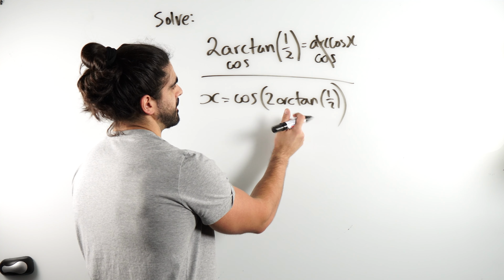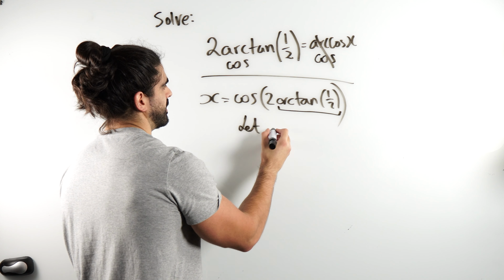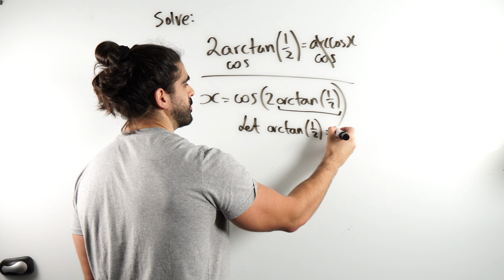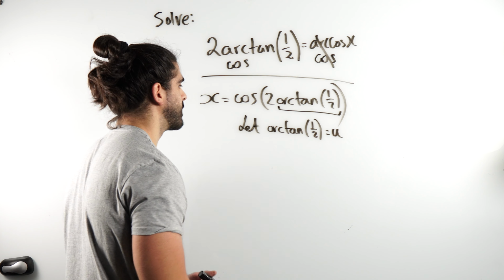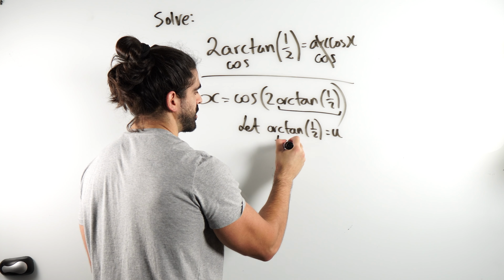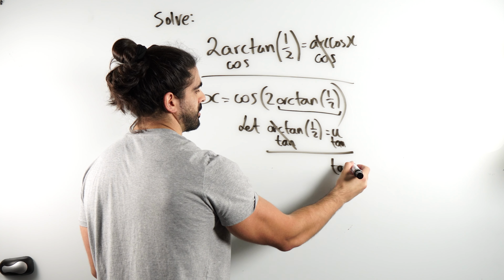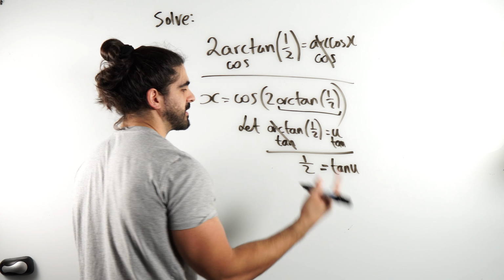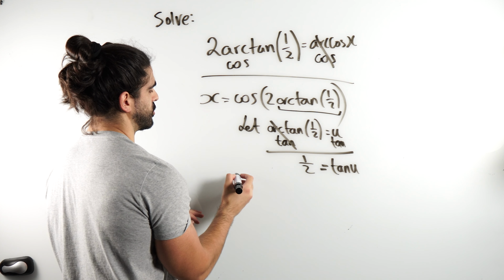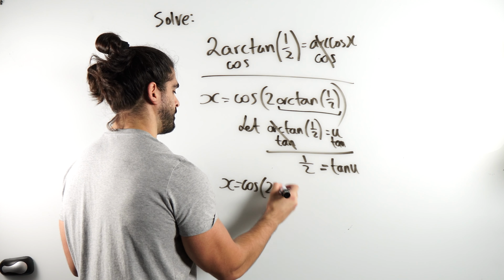So what we're going to do is rewrite this. I'm going to let arc tan of 1/2 equal u, or y, doesn't really matter. So I'm going to tan both sides and say tan of u is actually 1/2. And then we have to think about what we're actually trying to find here. X is, when you make that substitution, cos of 2u.